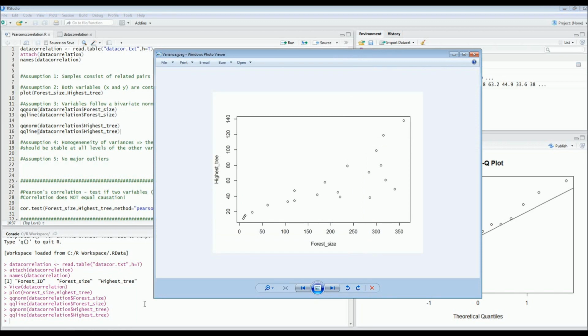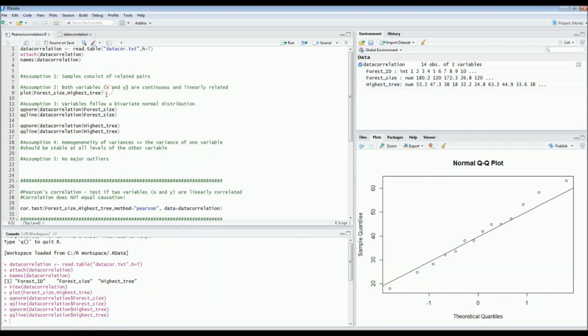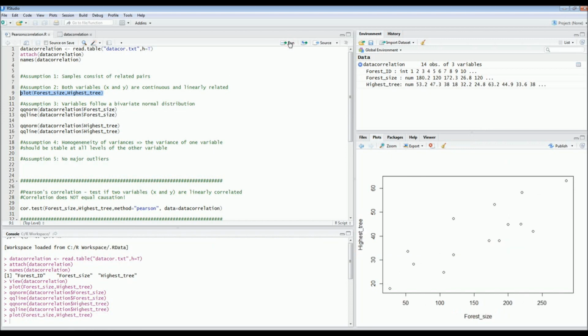What we see is that there is some kind of cone-shaped scatter curve, which means that if you go towards the larger forests, the variance of the highest tree becomes also larger. And this is something we don't want to see if we run a Pearson correlation test. So if you see this type of scatter plot, then a Pearson correlation test is probably not the best option. But if we rerun this plot code and we look at our plot, we don't see such a cone-shaped scatter plot. So it seems to be quite good.